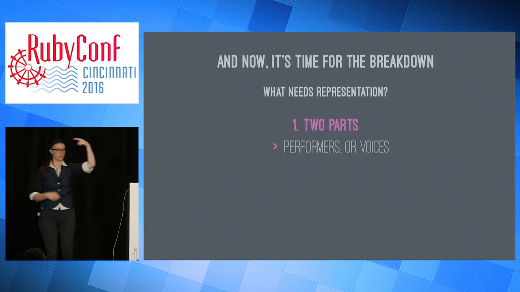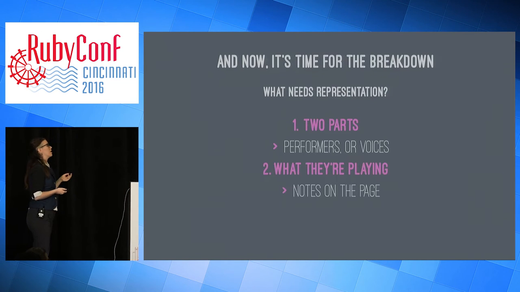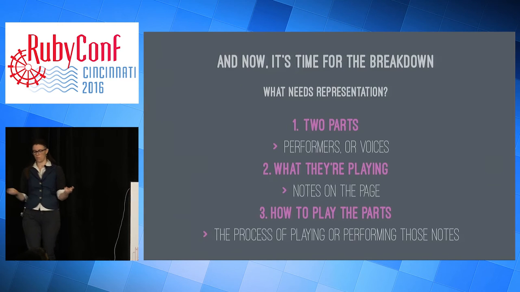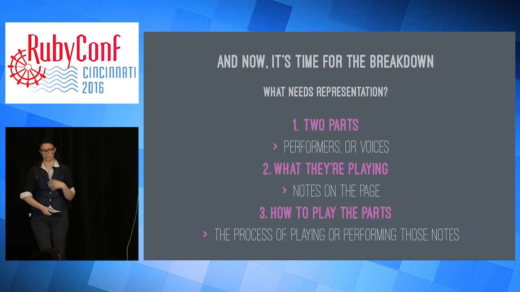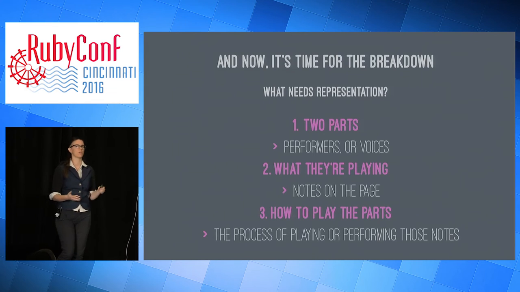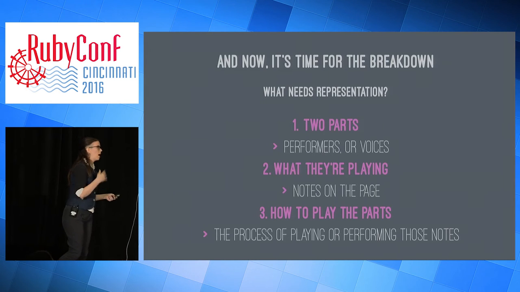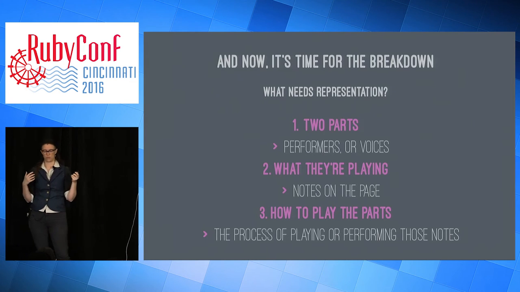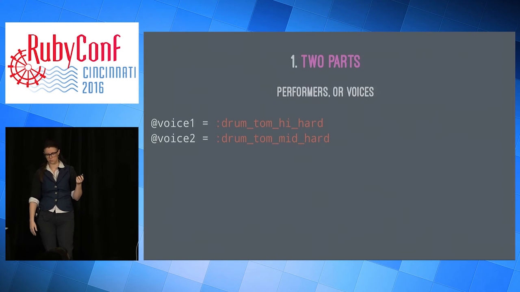There are the two parts, the two performers, that'll need some kind of representation. There's what they're playing, the notes on the page. We've already started with that a little bit. And then there's also how to play the parts, that process. How do we represent that in code? We have a conceptual understanding of it. How do we represent that with the tools that we're already familiar with?